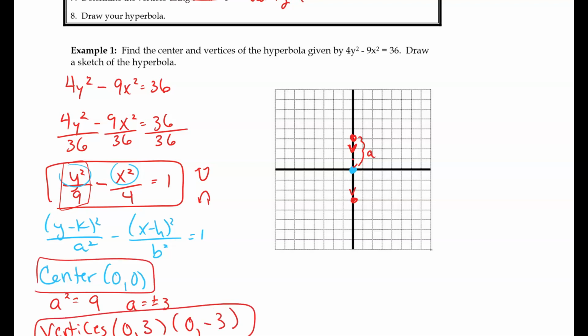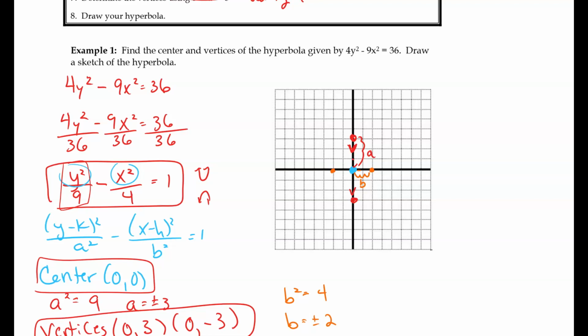I have my center. Now we're almost to the point of graphing. So to graph, I need to use b. b squared we know is equal to 4, and b would be plus or minus 2. So you go to your center again, and then you go over b. So I went over 2, and then I go the opposite direction 2. And then you're going to make a box. So this is where it's got to be understood. The box has to have the midpoint of each of its sides be either one of the vertices or one of the points I got by b.